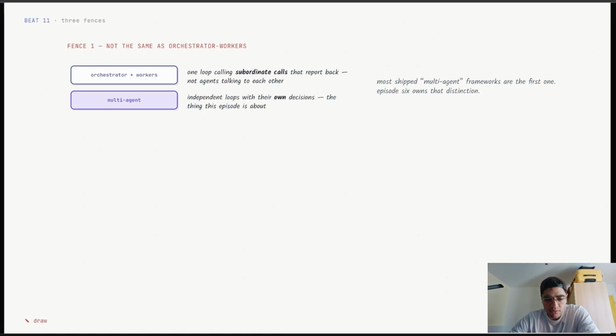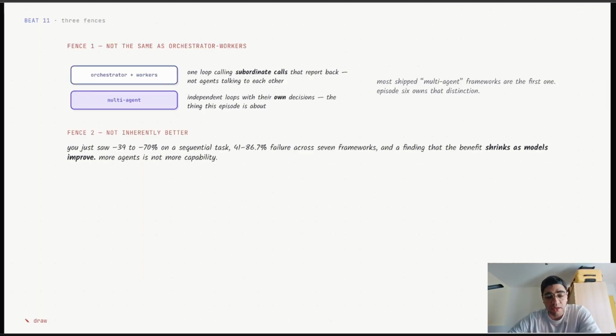Most frameworks that advertise multi-agent shipping are not really multi-agent shipping. And actually, if you remember episode 6, we were talking about that, like what's real multi-agentic and what's agentic and what's not.